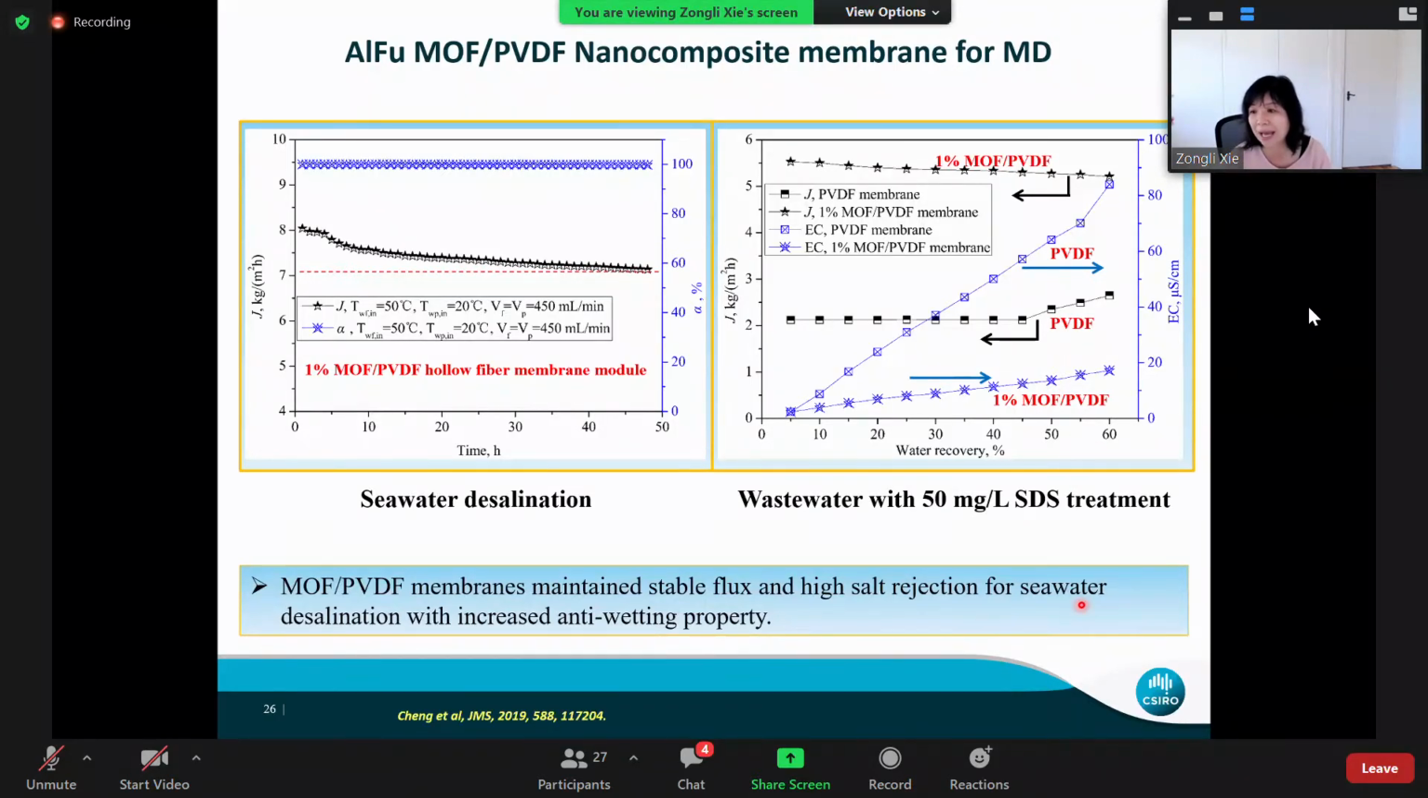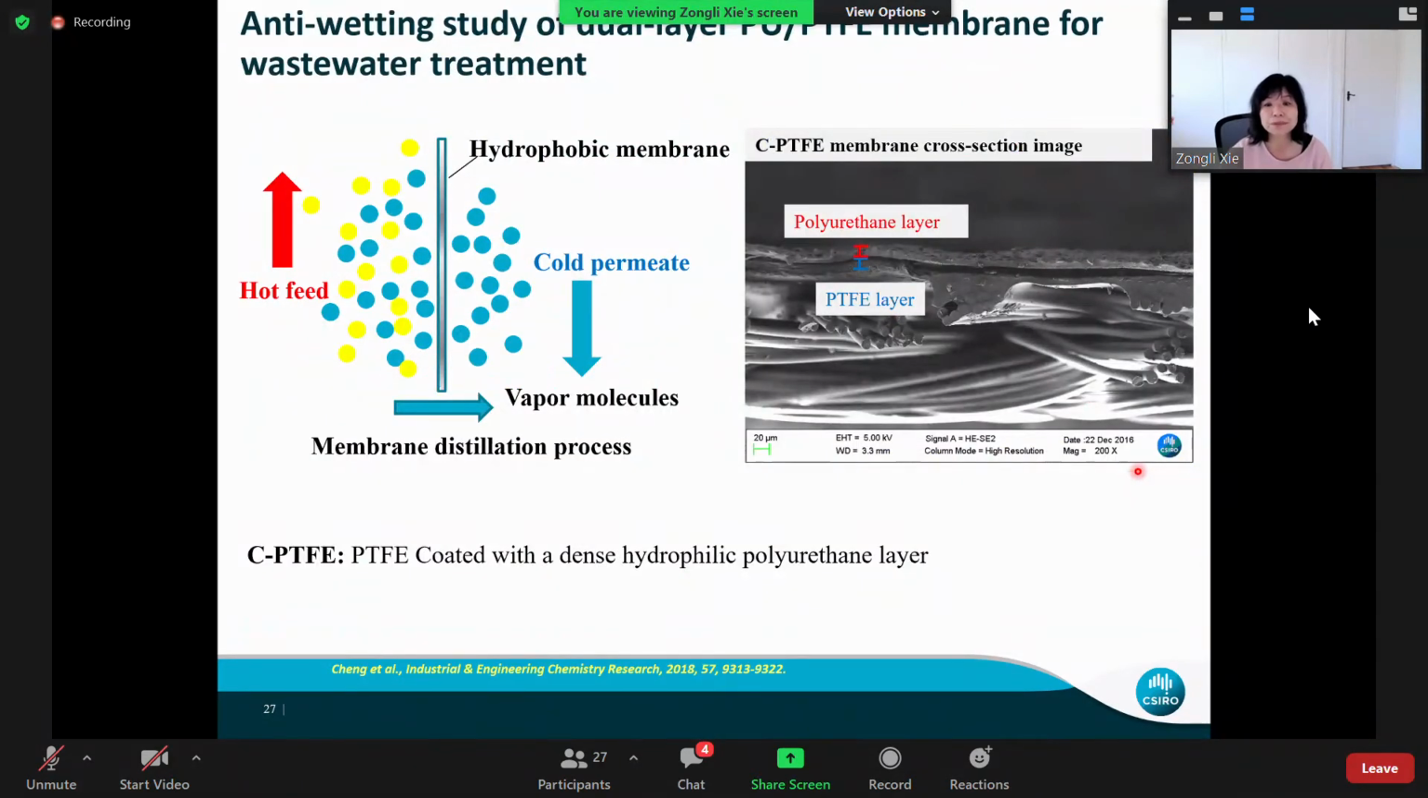So adding the morph can improve the anti-wetting compared with the pristine PVDF. But we believe there's still more we can do, because generally 60% water recovery is still not good. When we're talking about zero liquid discharge, we really want a much higher water recovery. And so we started exploring the anti-wetting property of the membrane.